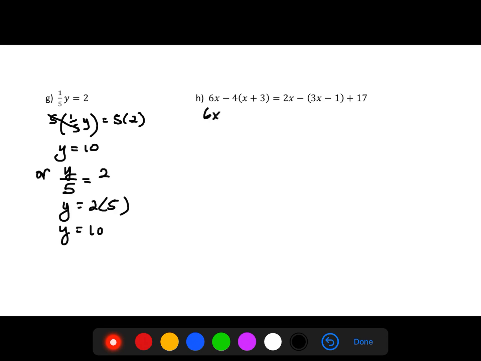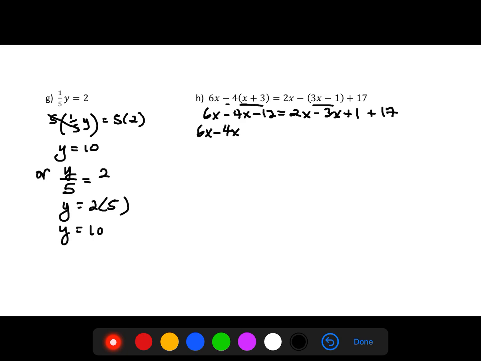For part H, we have to simplify this. We want to get rid of all of our brackets first, and we want to collect our like terms. So our first step, 6x. Now notice that our minus here means we're minusing both of our terms here. So we're going to have minus 4 times x, or 4x, minus 4 times 3, or 12. Again, over here, minus means the signs of both of those things inside the brackets must change. And now we have nothing attached to anything else.